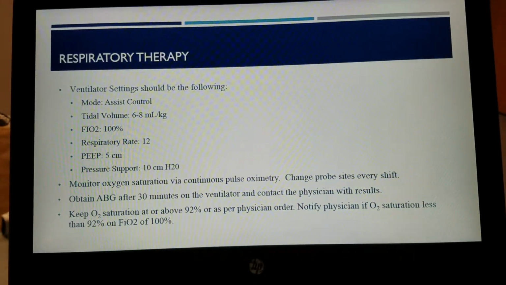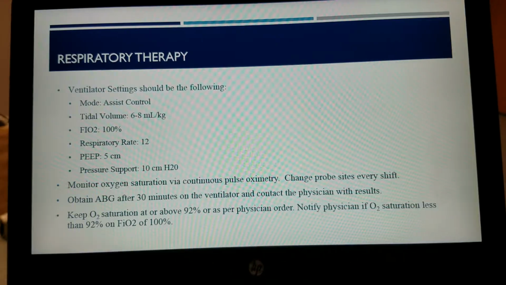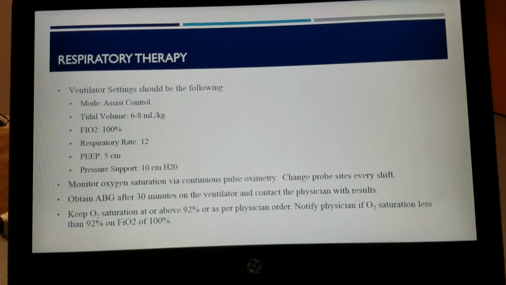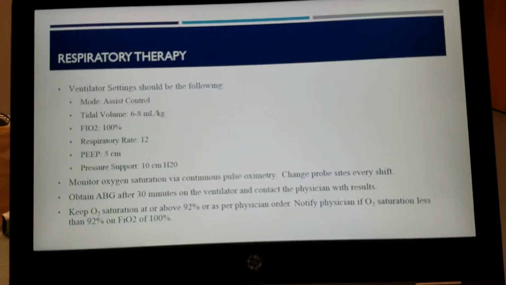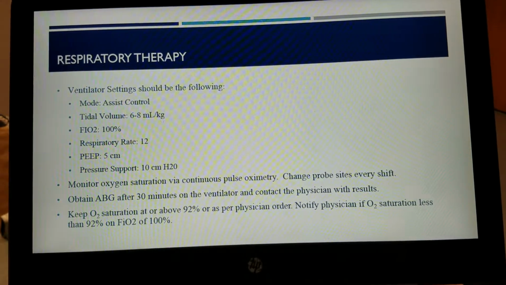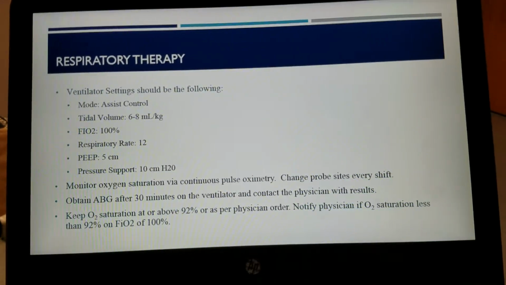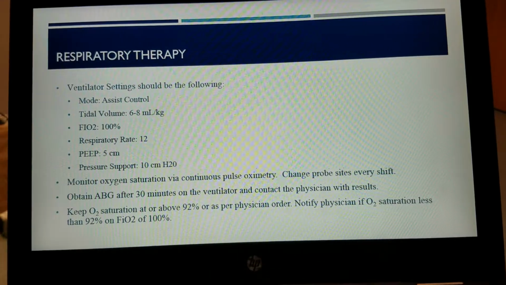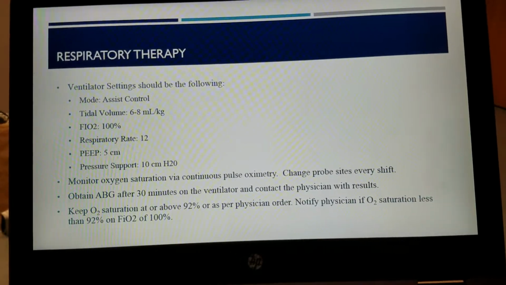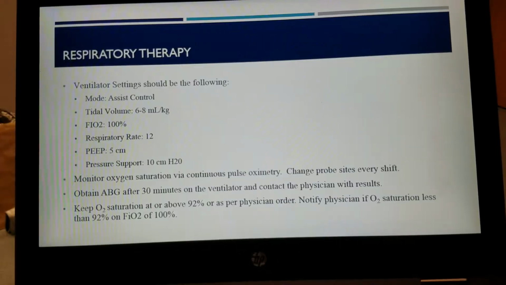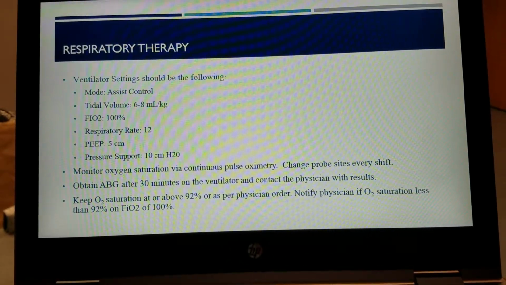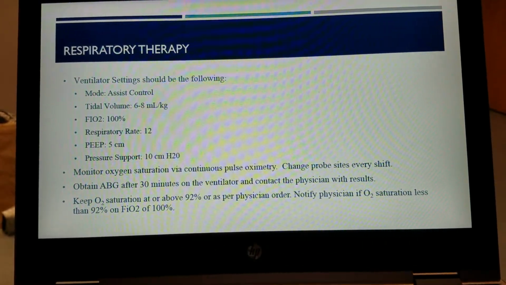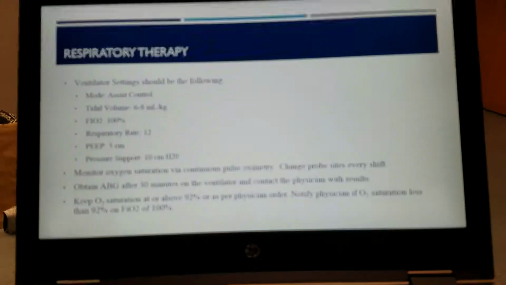Respiratory therapy. Ventilator settings should be the following. The mode should be assist control, tidal volume 6 to 8 milliliters per kilogram, FiO2 at 100%, respiratory rate at 12, PEEP at 5 centimeters, pressure support at 10 centimeters H2O, and you should monitor the oxygen sat via continuous pulse oximetry, and you should change the probe sites every shift.